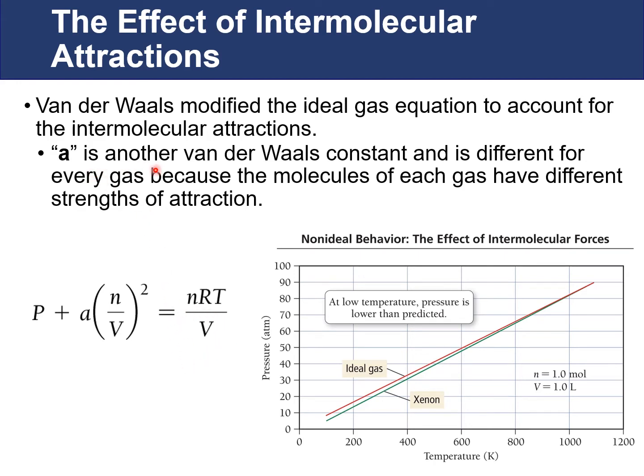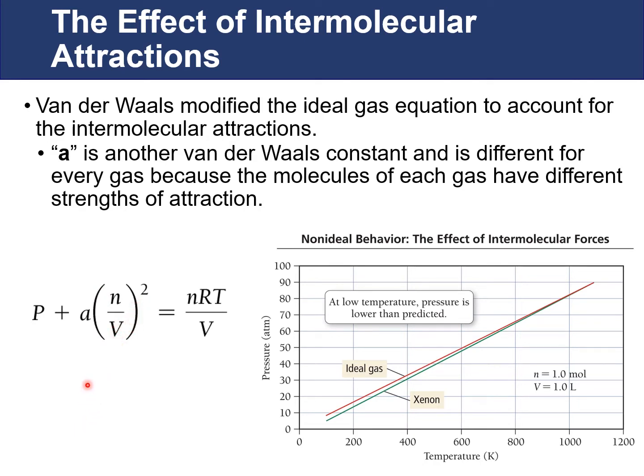So what van der Waals did was he added this a term that accounts for pressure. So the pressure plus this intermolecular force attraction value, which will be multiplied by the square of the density of the atoms. So the more densely packed the atoms are, the more atoms per unit volume, the bigger this effect is going to be. And it's squared because they're interacting between themselves.